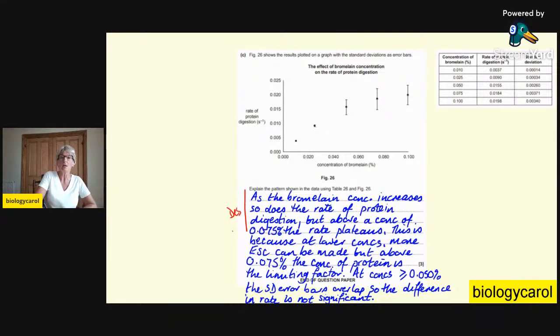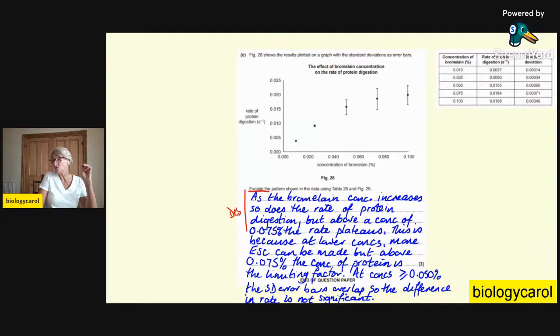But I'm realizing what I'm doing. I'm knowing that none of this is going to give me a mark, because the instruction is to explain. This is because as soon as I write the word because, I'm into explaining. This is because at lower concentrations, more enzyme substrate complexes, you'll notice that this abbreviation is allowed, can be made, but above 0.75%, the concentration of protein is the limiting factor, because it plateaus off.